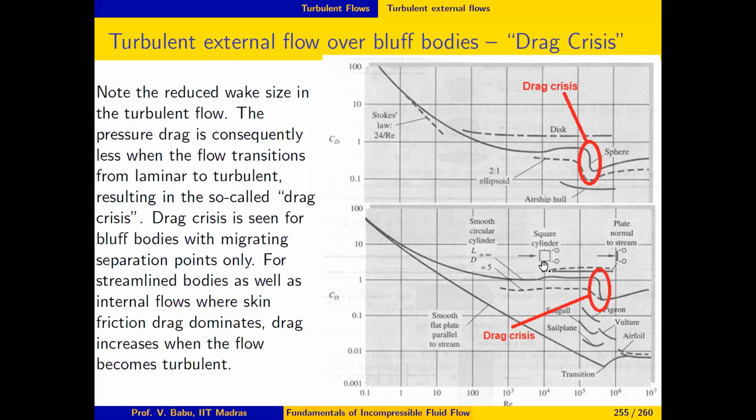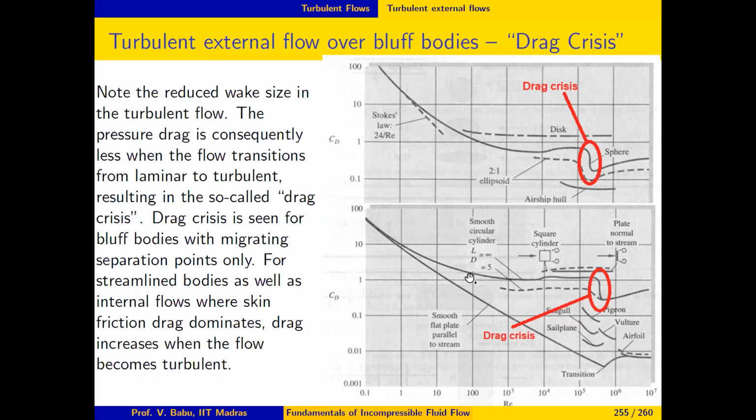Now, if you look at a square cylinder, which is again an infinitely long square cylinder, which has fixed separation points, notice that these corners are where the flow always separates. So this geometry has fixed separation locations. The coefficient of drag, shown with the dashed line here, also more or less remains constant across this range when the flow transitions from laminar to turbulent. So these are geometries, bluff bodies, for which the separation locations are fixed, and hence we do not see a drag crisis for these types of geometries.